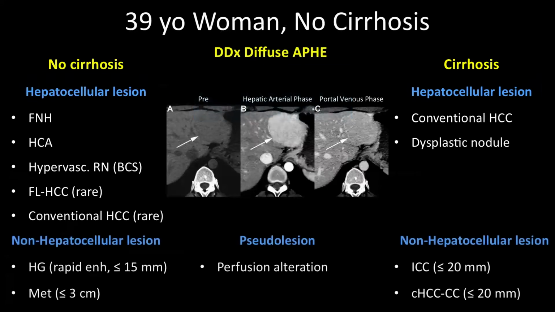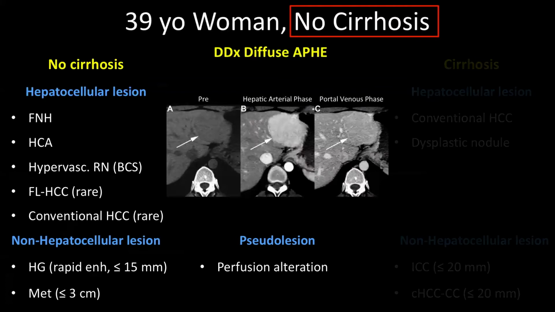Now let's go back to this particular patient and remind ourselves this patient has no cirrhosis. So if they have no cirrhosis, we can eliminate those from consideration. In addition, I want to point out that this thing is a true mass. It is displacing blood structures, blood vessels.